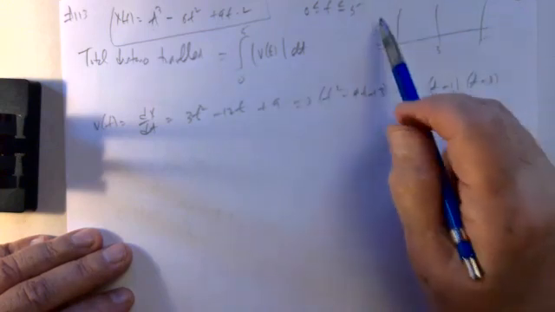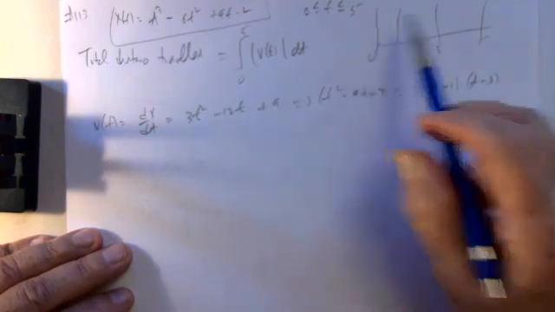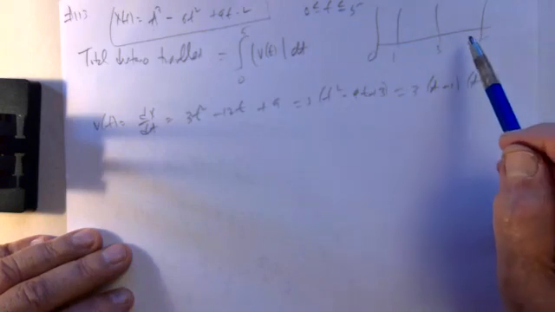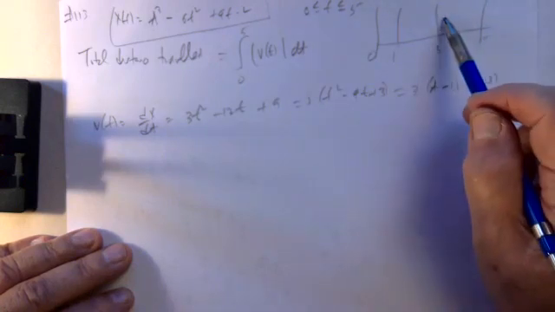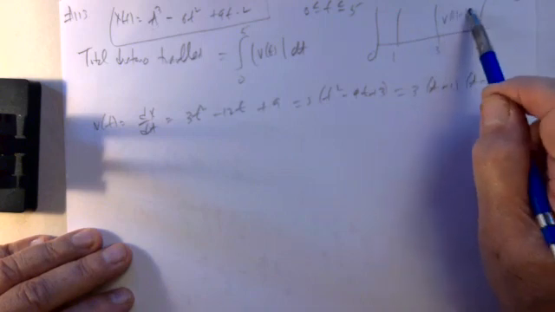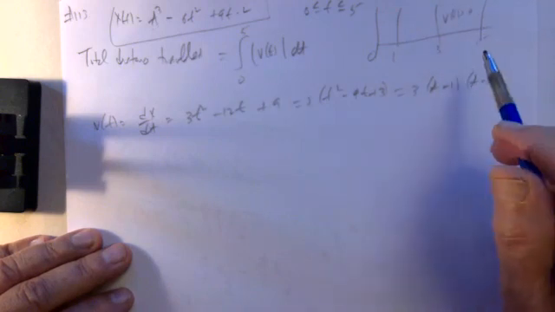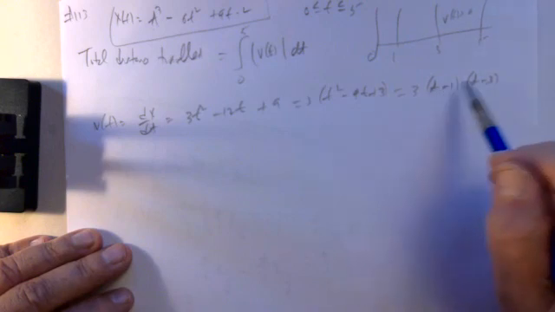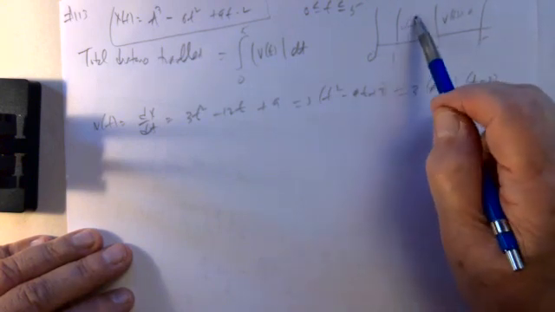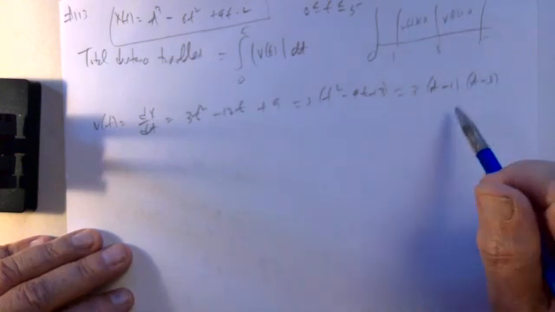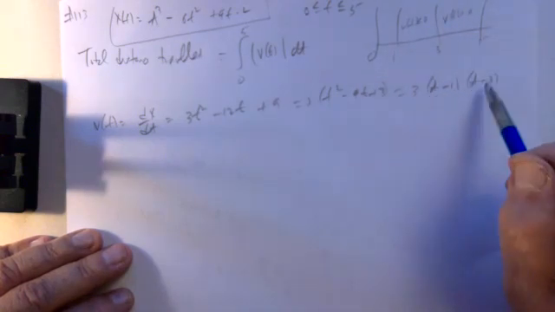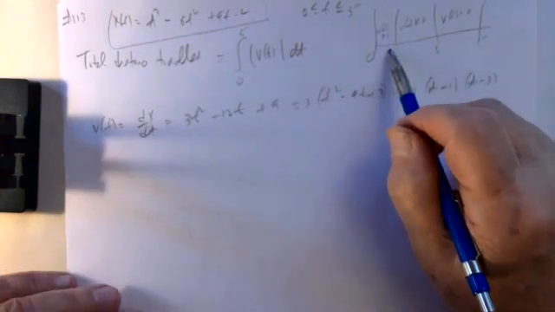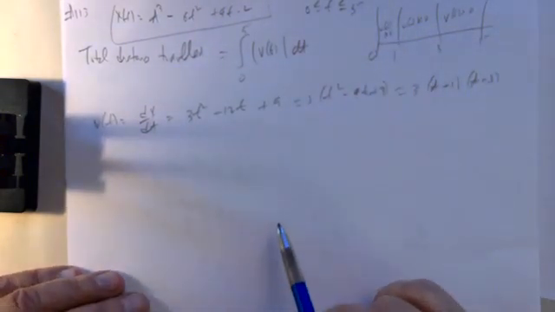I'm only interested in the interval from 0 to 5. When t is between 3 and 5, the velocity is positive. When t is between 1 and 3, this factor is positive and this one is negative, so the velocity is negative. When t is less than 1, these are both negative and the product of two negatives is positive, so the velocity is positive.